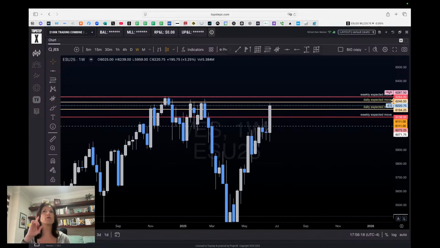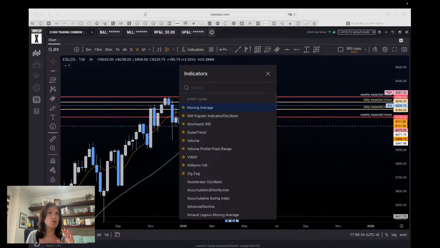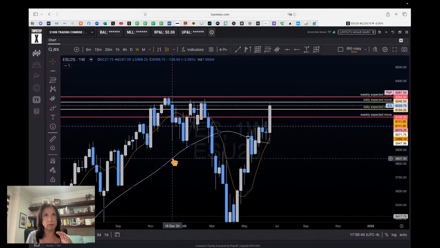All right, so first thing, here are the indicators that I have up, right? I have a number of them that I like to use, but the first one that we're going to put on is the moving average. And for me, this moving average looks like this. Sorry, the moving average looks like this.